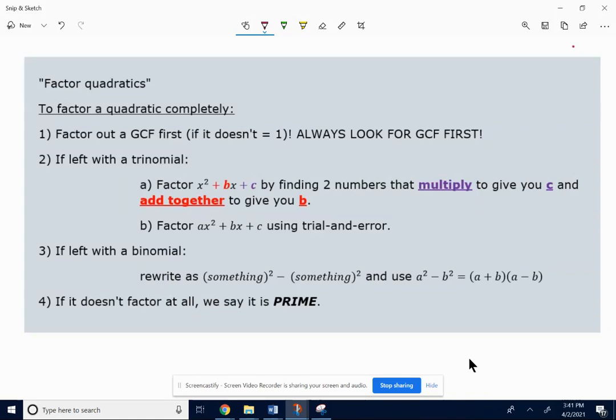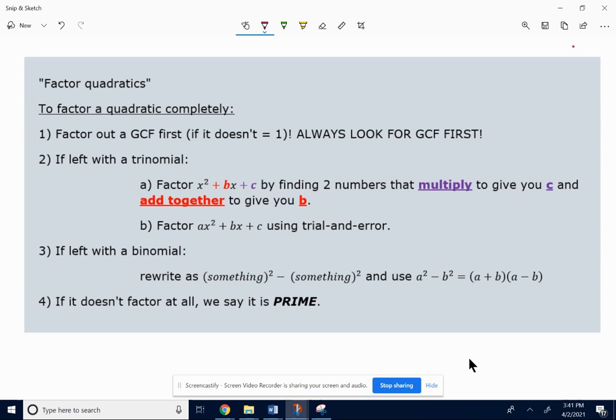Okay, this video is to help you on the factor quadratics lesson in IXL. This is just putting all the pieces together of the things we've already done. When you factor a quadratic completely, you just want to do these things. We've done all these individually, but now we're putting it all together.